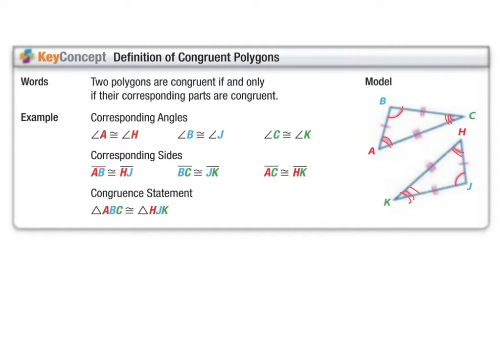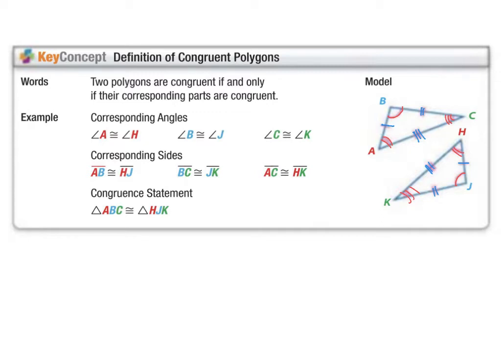So we have side AB is congruent to side HJ. Then we have side BC is congruent to KJ. And then we have side AC congruent to KH. So all three angles are congruent to all three angles of the other shape, all three sides congruent to all three sides.